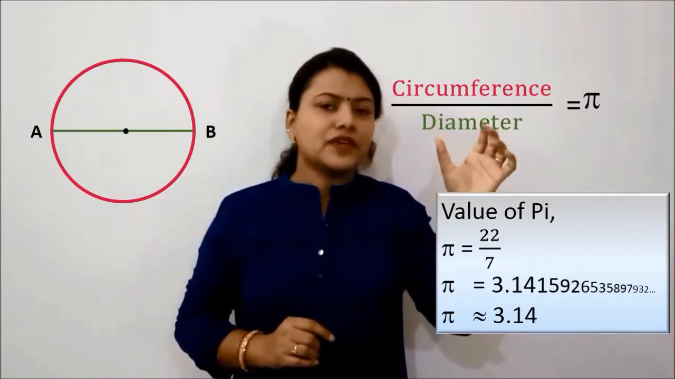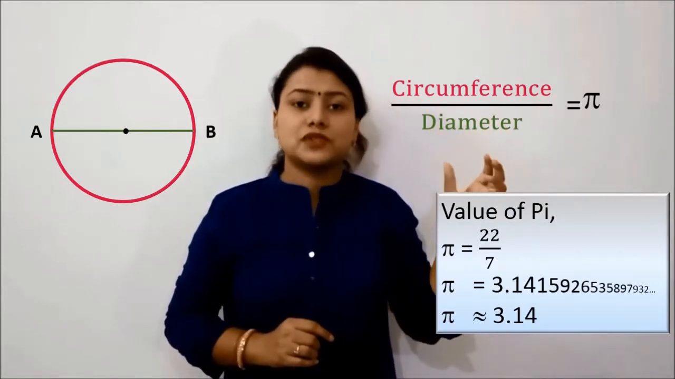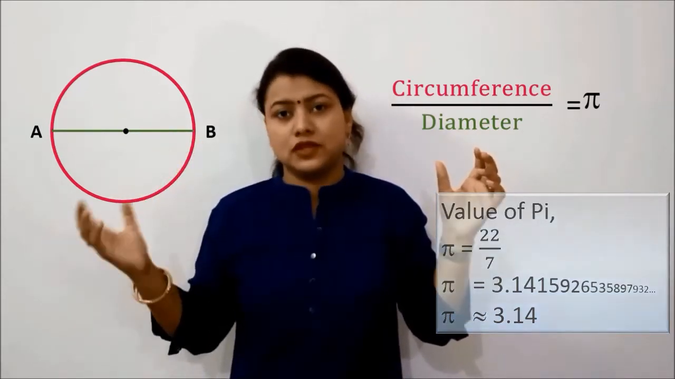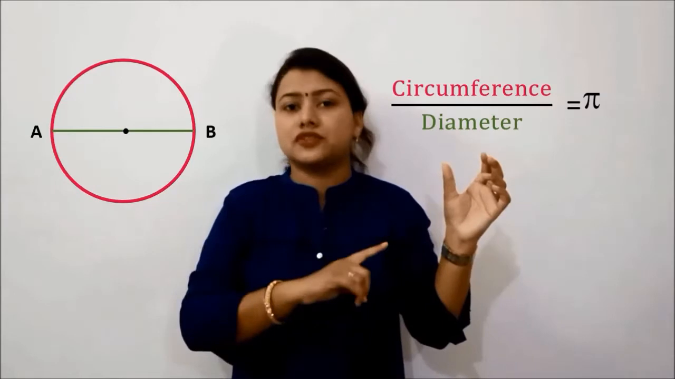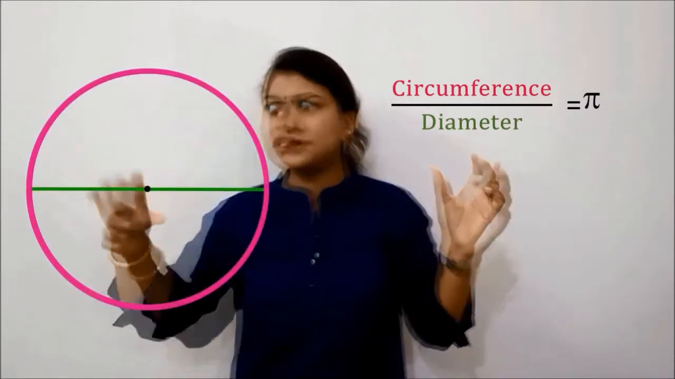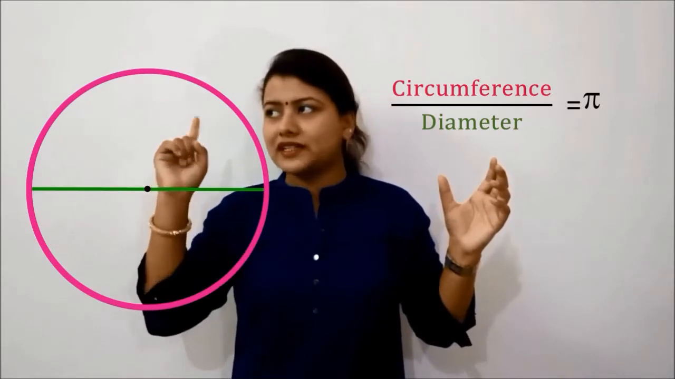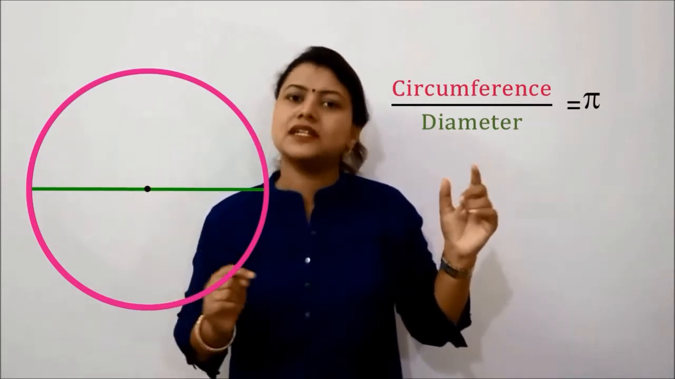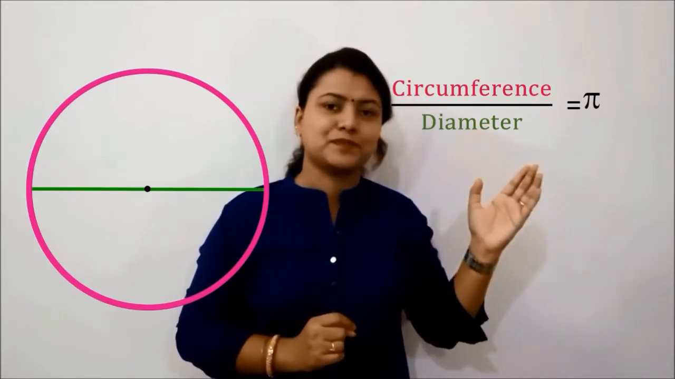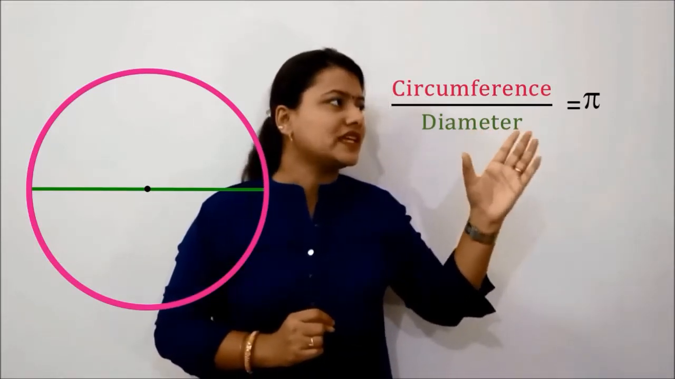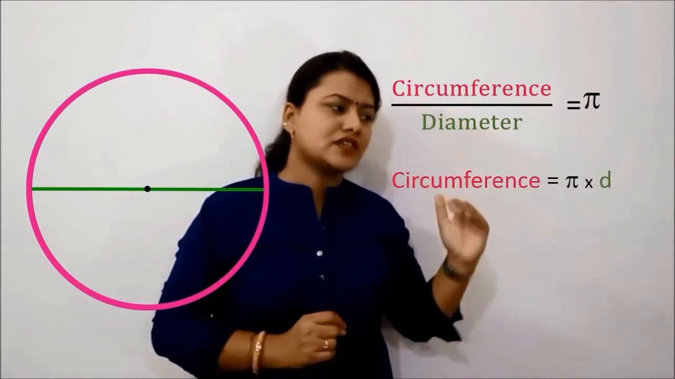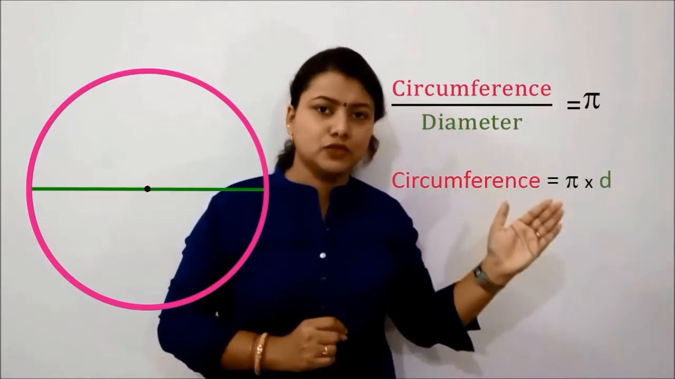Now, this ratio is very special because even if I change the circle, I will still get the same ratio. See, if I take another circle and divide its circumference by the diameter, again I will get the same value, which is equal to pi. So from this, we get circumference upon diameter equals pi, or circumference equals pi into d.